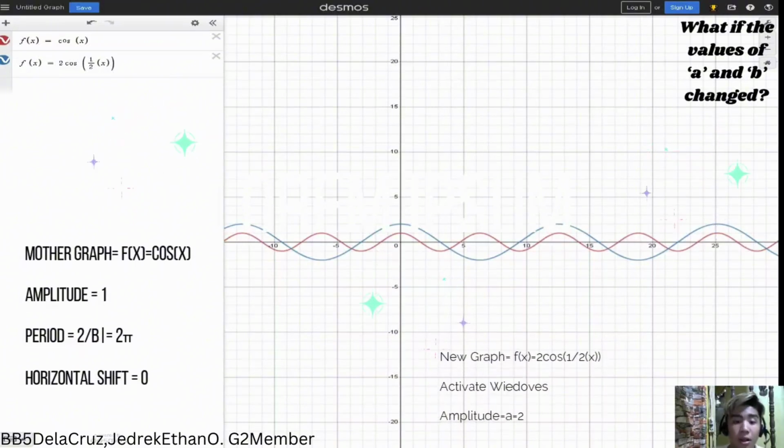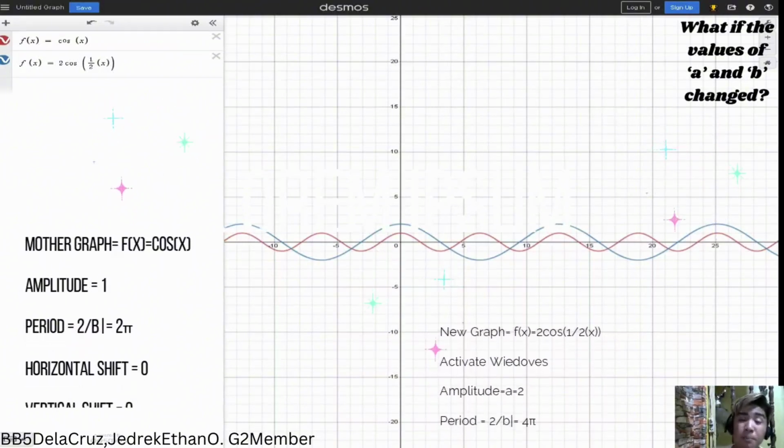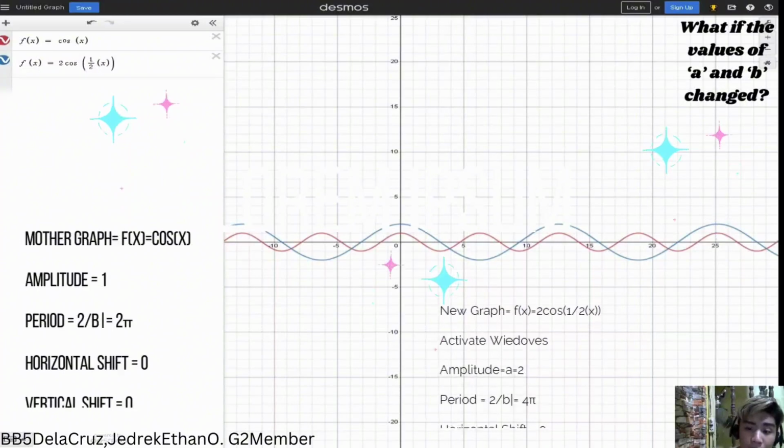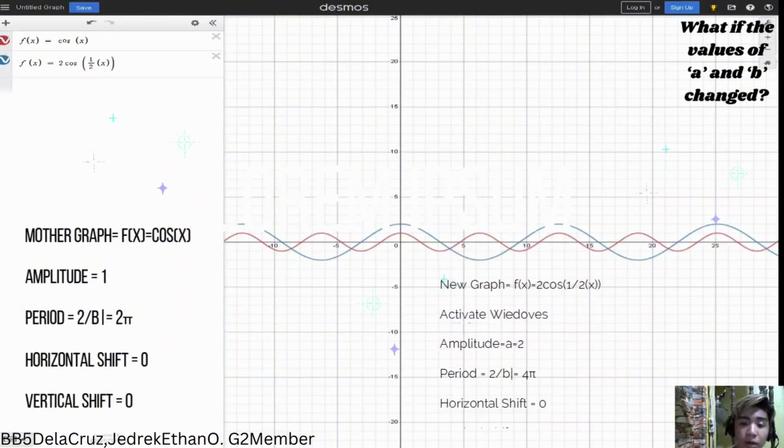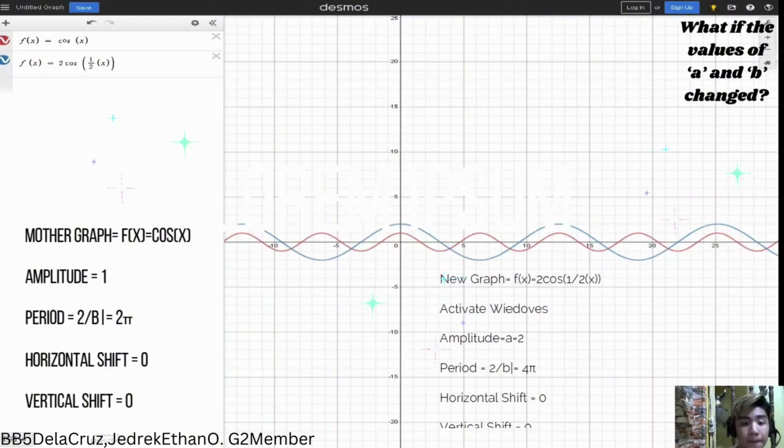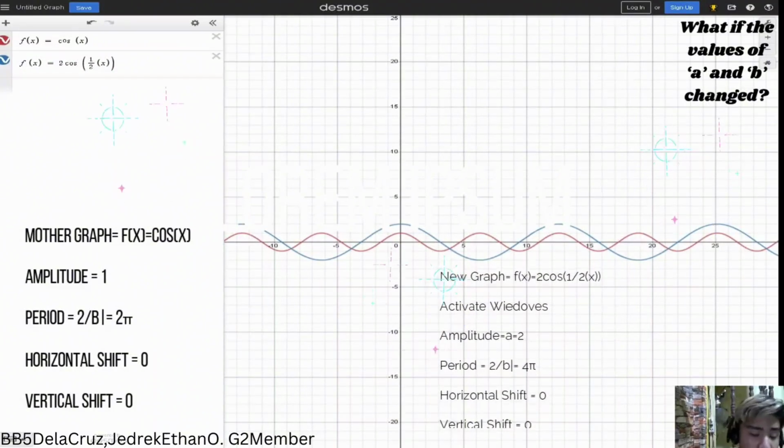Modifying b will impact the period of the graph and also will compress the graph horizontally, causing it to oscillate more rapidly. If A is increased while B remains the same, the graph's amplitude will become more significant without affecting the period. If B is increased while A remains the same, the graph's period will become shorter, resulting in more oscillations.